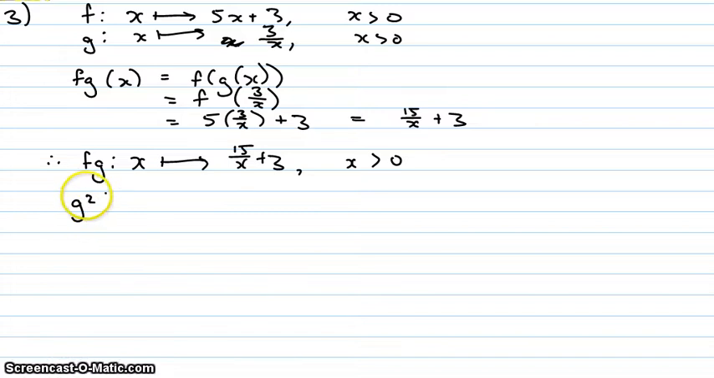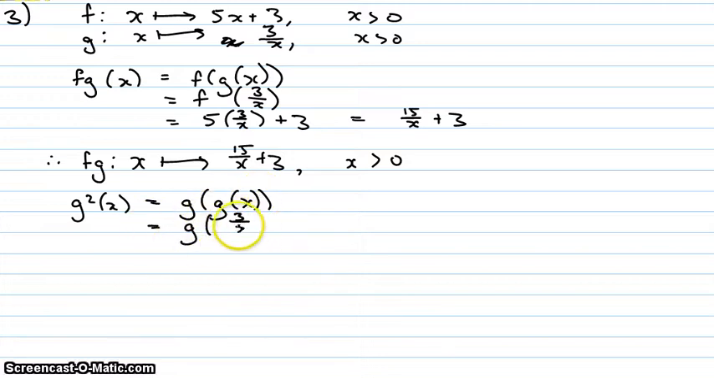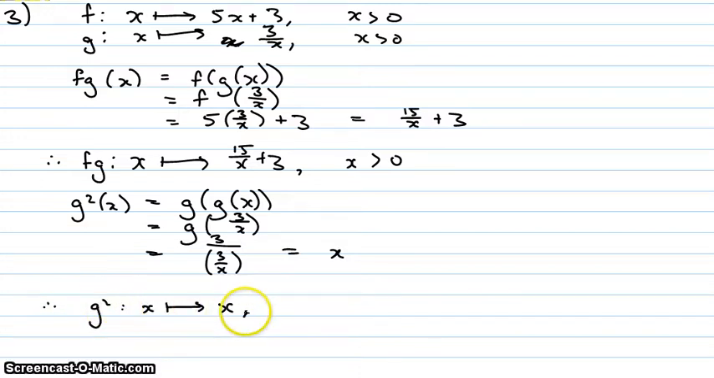So g squared of x is equal to g on g of x, which is equal to g on 3 over x, which is equal to 3 over 3 over x, which is just equal to x. So therefore, g squared maps x onto x for positive values of x.